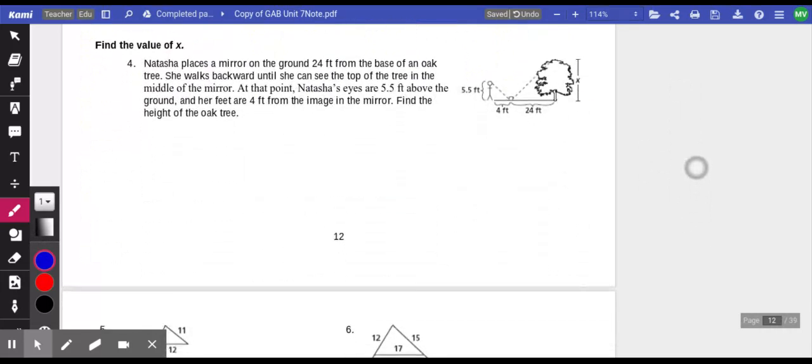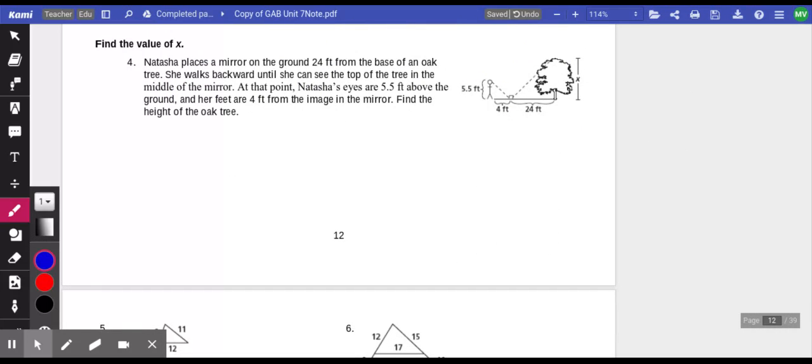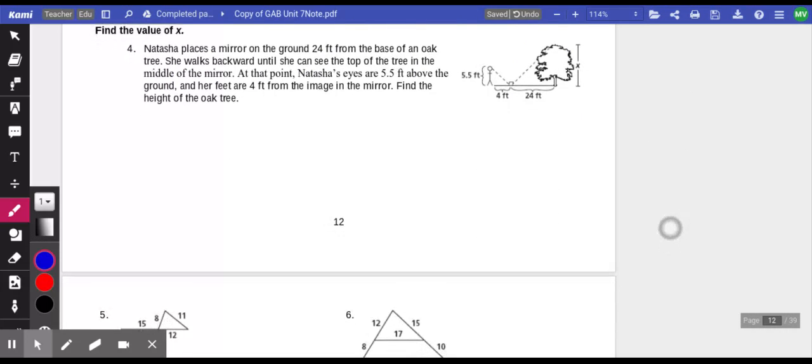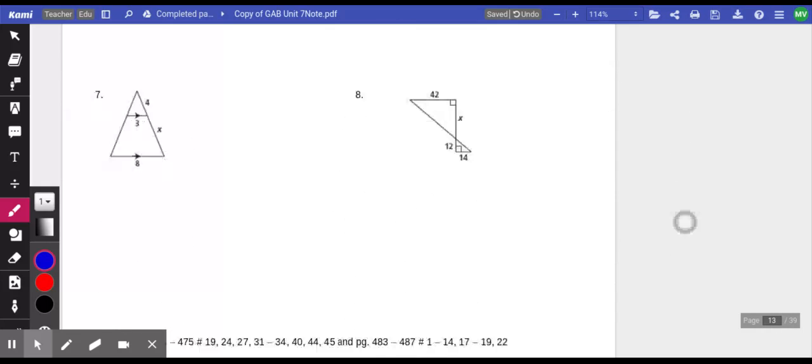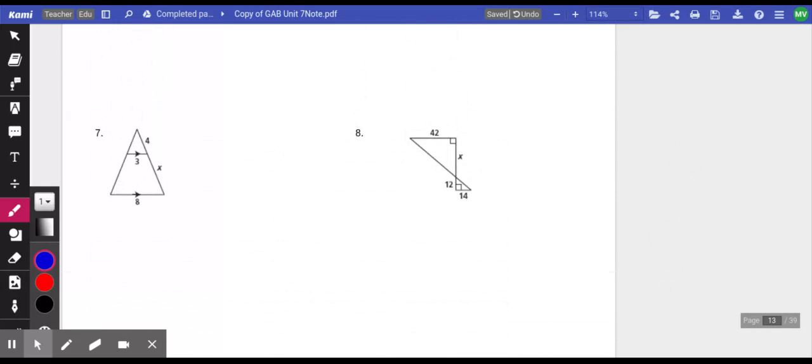So find X. So I want you to pause and I want you to try problems 4 through 8 and come back and check.